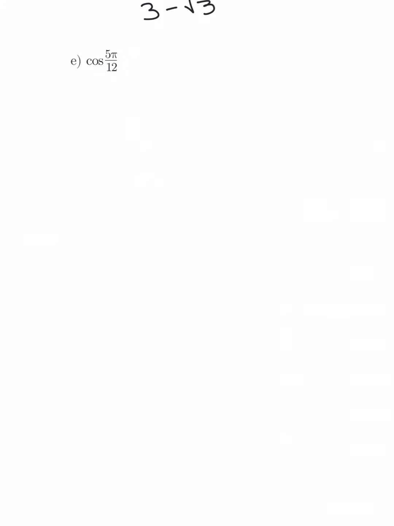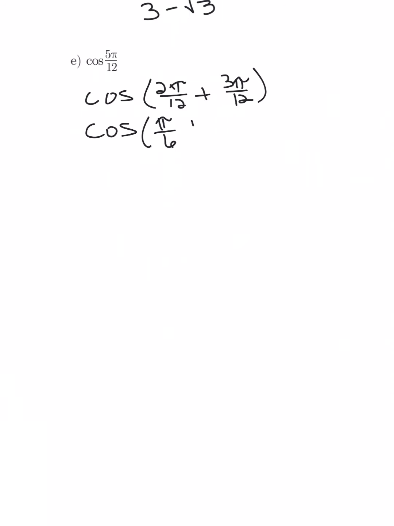When I see a 5, the first thing that comes to mind is 2 plus 3. And if I think about that, cosine of 2 pi over 12 plus 3 pi over 12. 2 plus 3 gives me the 5. 2 over 12 is pi over 6. The 3 pi over 12 is pi over 4. So I'm going to rewrite those as the numbers from the unit circle just to keep myself organized.